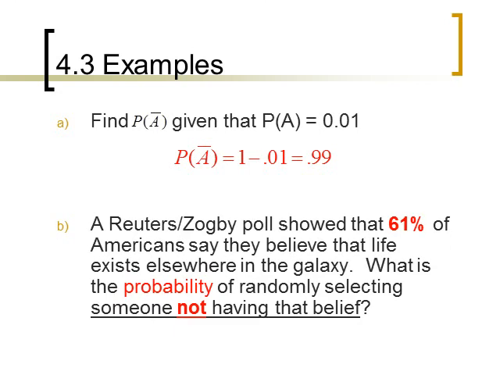Here's another example. A poll showed that 61% of Americans say they believe that life exists elsewhere in the galaxy. So what is the probability of randomly selecting someone not having that belief? This is something that you could see on a test, and people tend to miss it because they make it harder than it is. So if 61% say that they do believe life exists elsewhere, then the opposite would be subtracting that from 1, or 100%. And so the opposite would be 0.39, which corresponds to 39%.